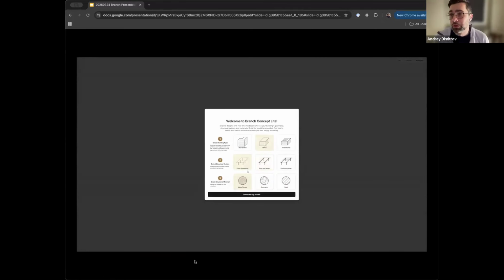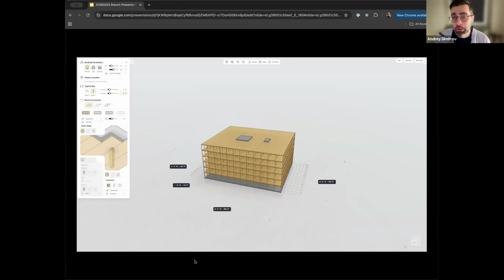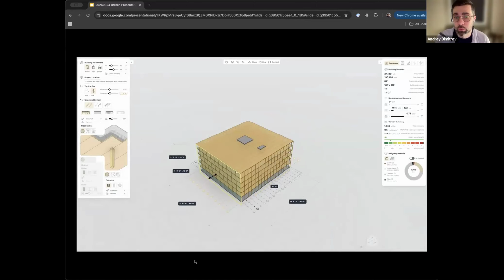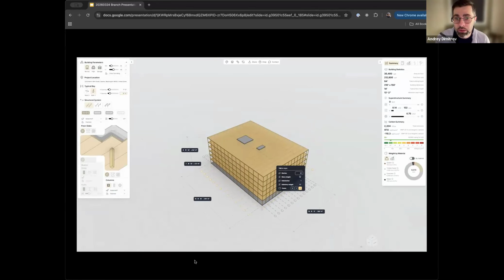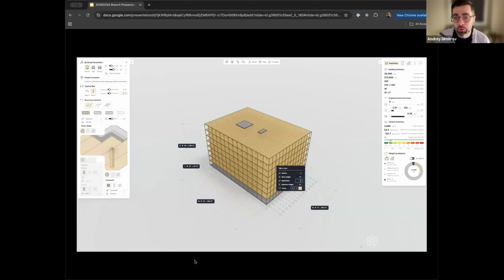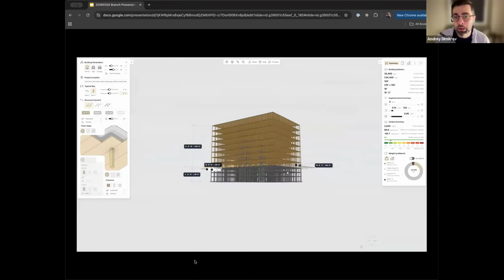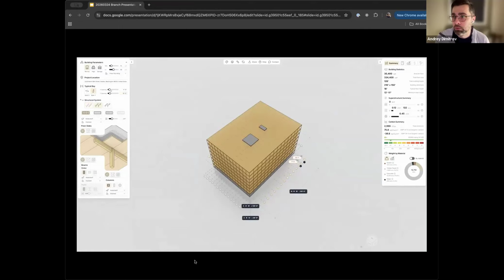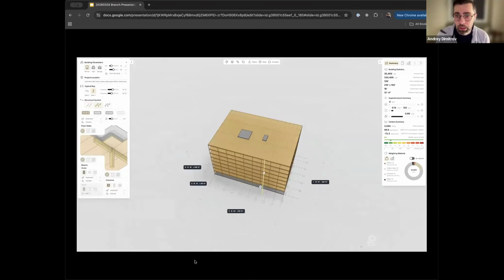This is what you'll see if you go to the website right now. This is a glimpse of Branch Concept Lite, which is our proof of concept of our initial platform that is meant to be external facing. So anyone in the AEC industry is welcome to use it. It is a super intuitive, quick way to model out a building and to get real-time structural feedback on sizing, get feedback on metrics like carbon and takeoffs, and really just play around.